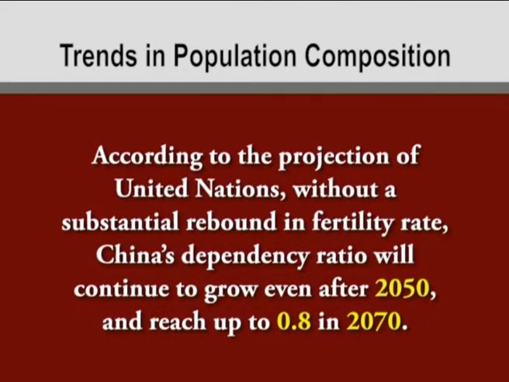With the acceleration of population aging and slowing growth of the working age population, China's total dependency ratio bottomed out at 0.38 in 2011 and began to rise slowly afterwards. It is expected to reach 0.4 in 2020 and exceed 0.5 in 2033. According to the projection of the United Nations, without a substantial rebound in fertility rate, China's dependency ratio will continue to grow even after 2050 and reach up to 0.8 in 2070. That means every four working people will have to support at least two aged people and one child by 2070.